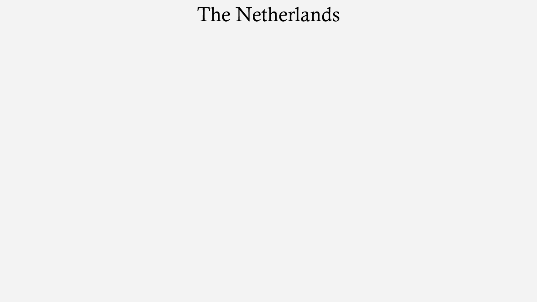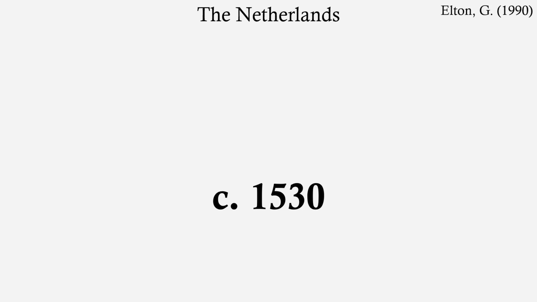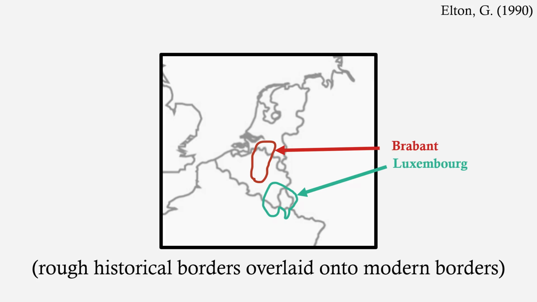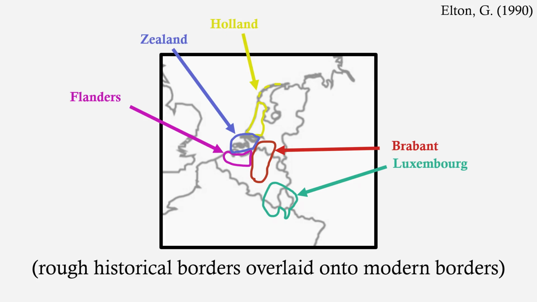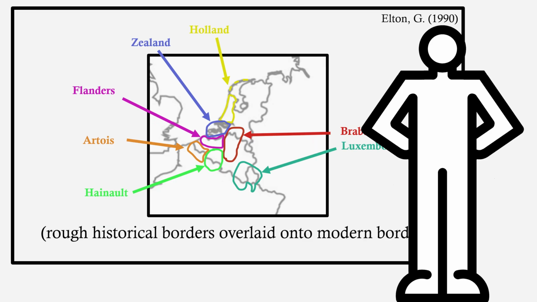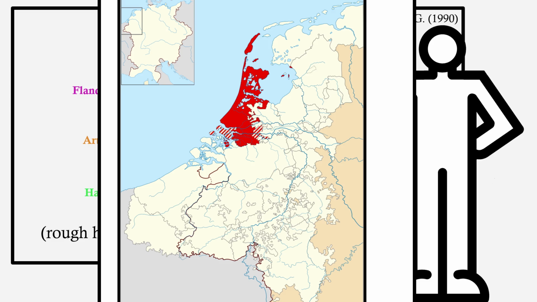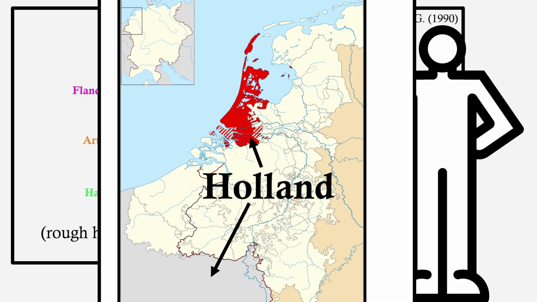The term Netherlands probably originated in the 1530s, in the French of the time, Pays d'Embas, including Luxembourg, Brabant, Flanders, Holland, Zeeland, Hainaut, and Artois. And there, you see, Holland was just a part of the Netherlands, and still is just a couple provinces today, North and South Holland. But as the most powerful and influential county in the region, Holland became a term used both within and without the Low Countries as a stand-in for the Netherlands over the following centuries.